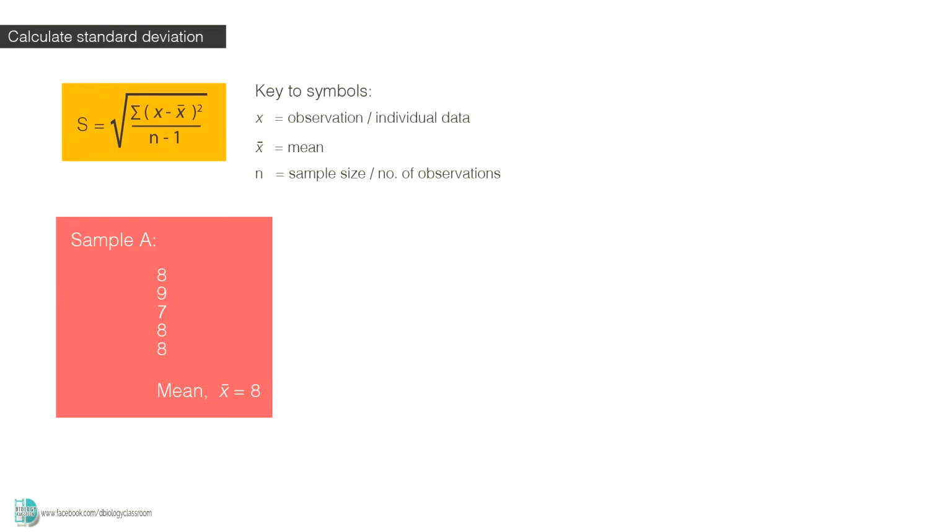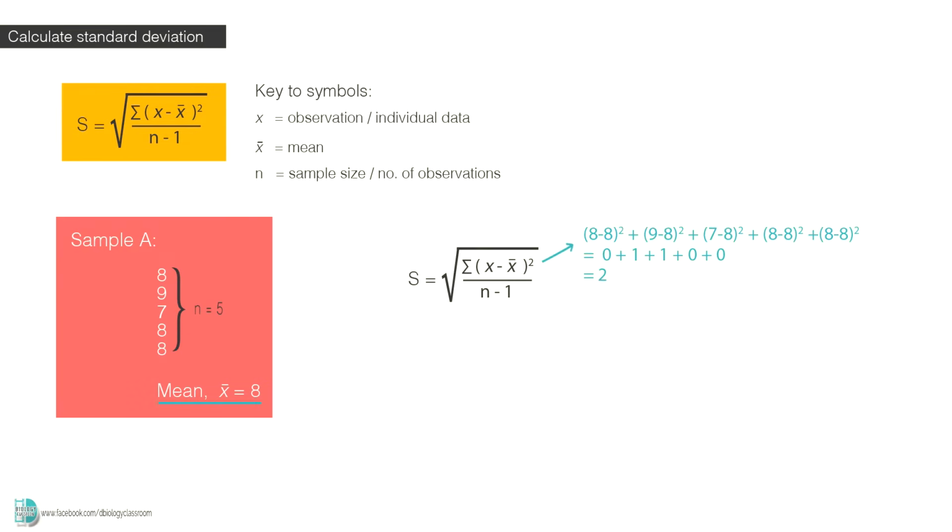Let's use sample A in the example just now to try out this formula. We have 5 observations and the mean is 8. Find the sum of each observation minus the mean, squared, divided by the number of observations minus 1. The square root of this value is the standard deviation of the sample.